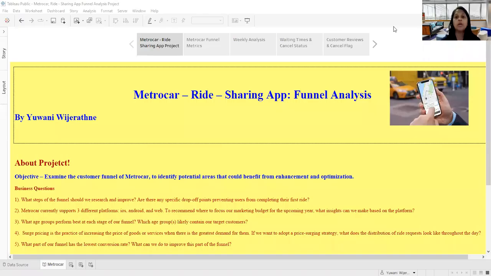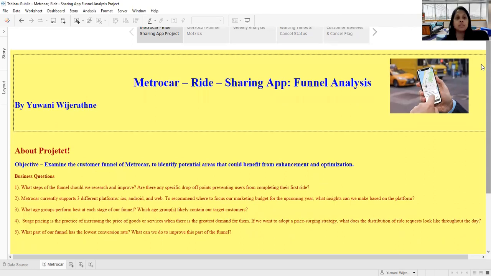I'm going to present to you a funnel analysis of the Metrocar ride-sharing app. The objective of this project is to analyze the customer funnel of Metrocar to identify potential areas that could benefit from enhancement and optimization. To do this, the stakeholders of our company had given us different business questions, and through this presentation, I'm going to address those business questions and give some insights and recommendations.